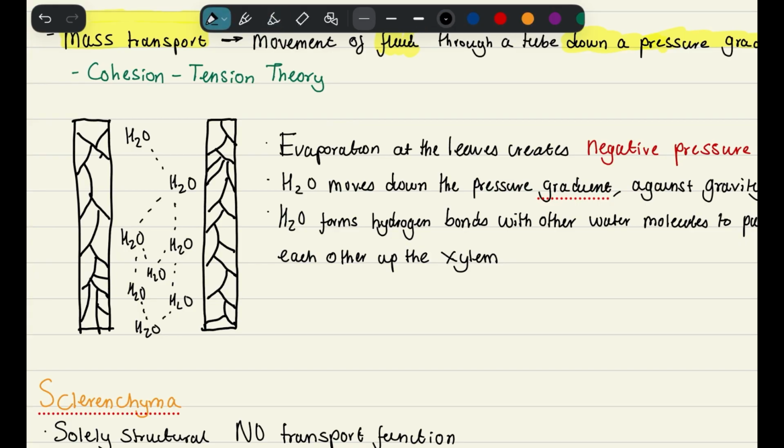But you can see, if this is the bottom and this is the top, our water is going to have more at the bottom and less at the top, creating your pressure gradient where water wants to move up the xylem against gravity. Now, let's talk about this in more detail in reference to cohesion tension theory.